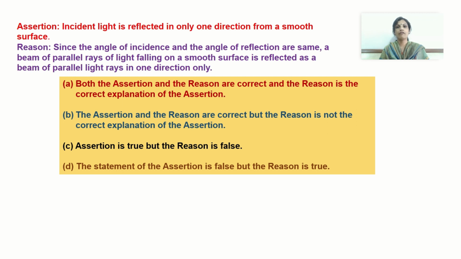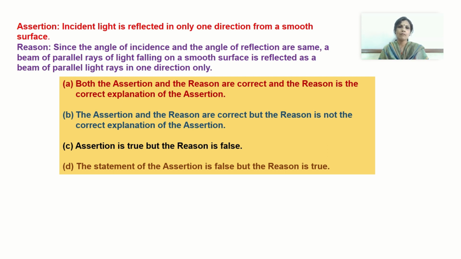On the smooth surface, when the rays of light are incident parallel to each other, they follow the law of reflection of light. So both assertion and reason are correct, and the reason is the correct explanation of the assertion. So in this case, option A is correct.